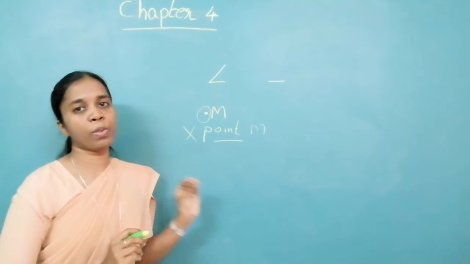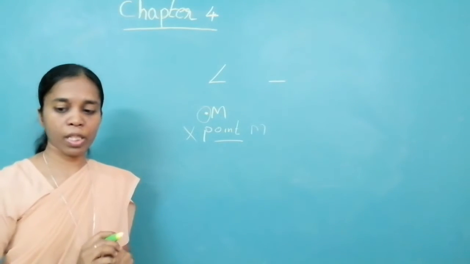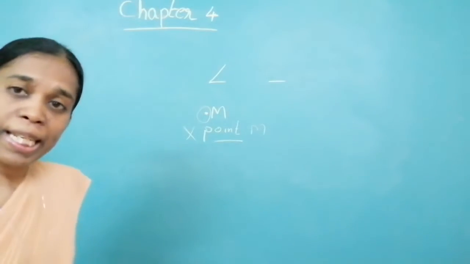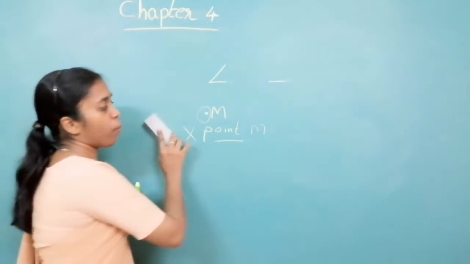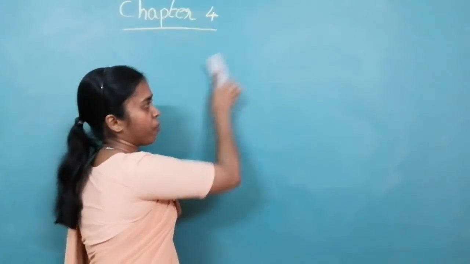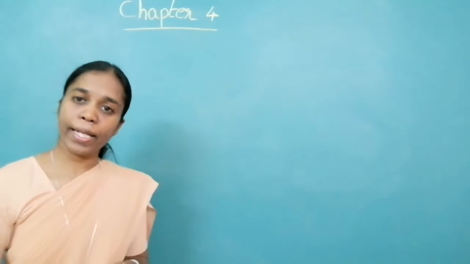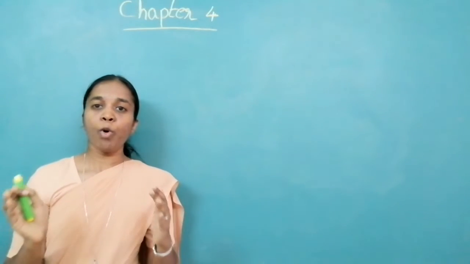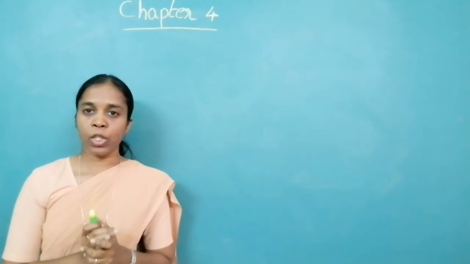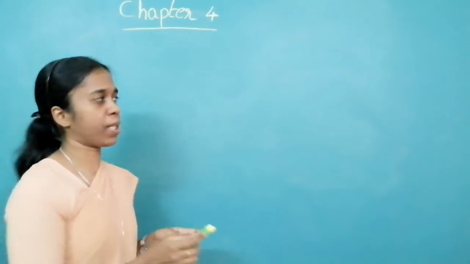The symbols have to be put. Okay, this is very clear. Now we are going for the next part of it, that is the complementary angles. We are talking about the complementary angles. Complementary angles means the sum of the two angles should be equal to 90 degree.